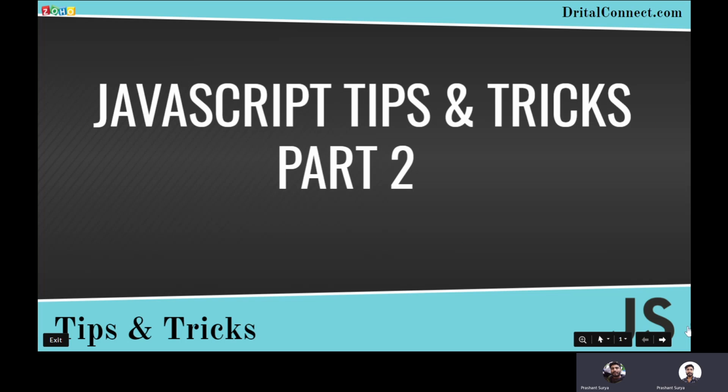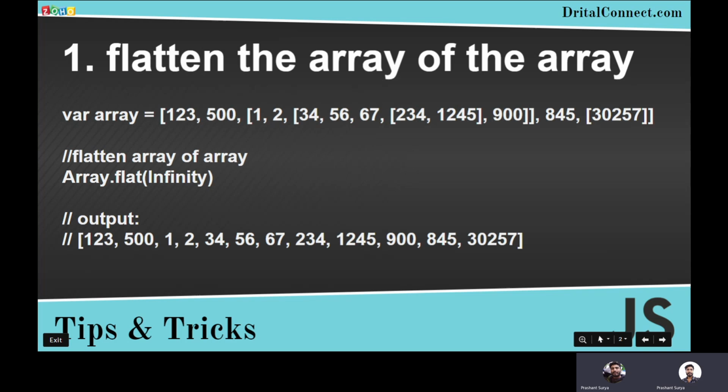So trick 1, how to flatten an array of arrays. For example, you have an array and inside that you have another array, that means a nested array. You can see 1, 2, 3, 500, then there is another array 1, 2, and inside there is another array. So this type of array you are getting. How can you flatten this array?